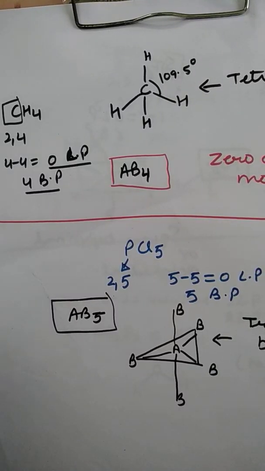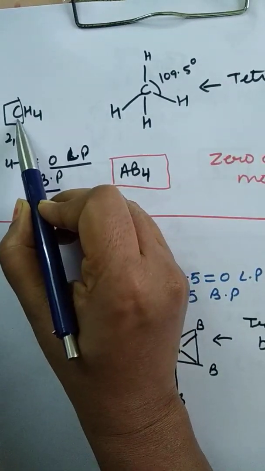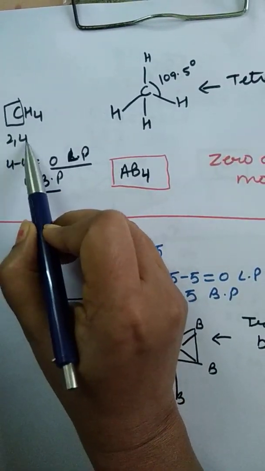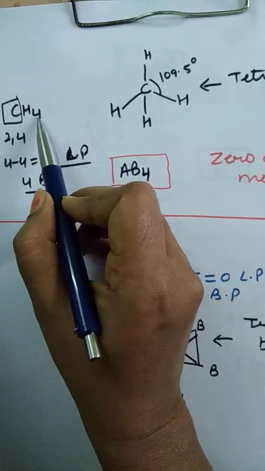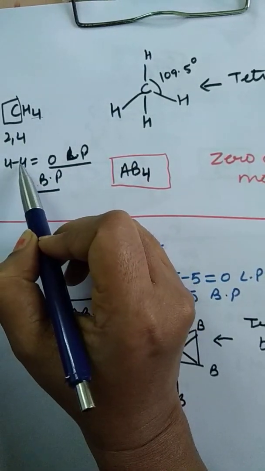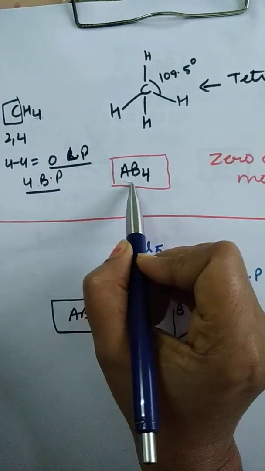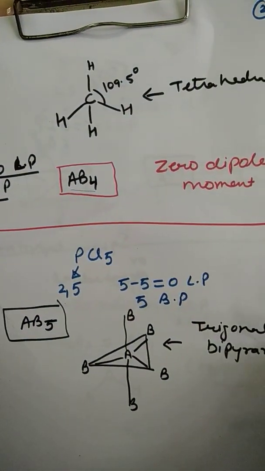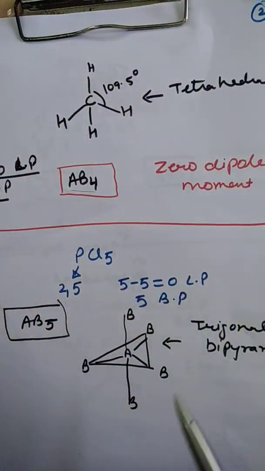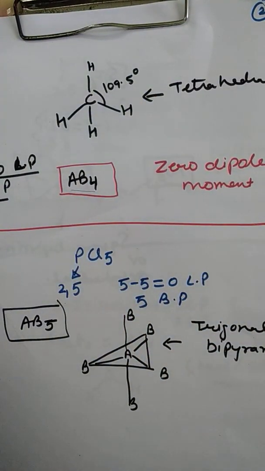The next molecule we are going to learn is methane. The central atom is carbon, electronic configuration 2 and 4. There are 4 hydrogens, so the number of bond pairs is 4 and the number of lone pairs is 4 minus 4, 0. That means it is an AB4 type of molecule. The shape of an AB4 type of molecule is always tetrahedral with a bond angle of 109.5 degrees.